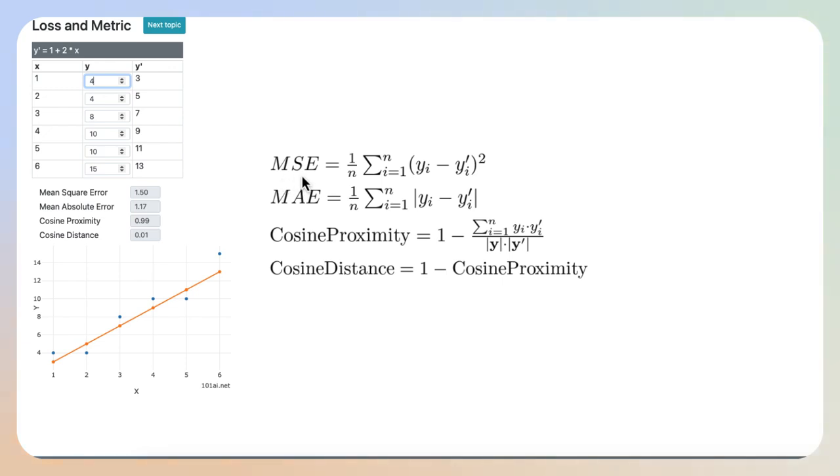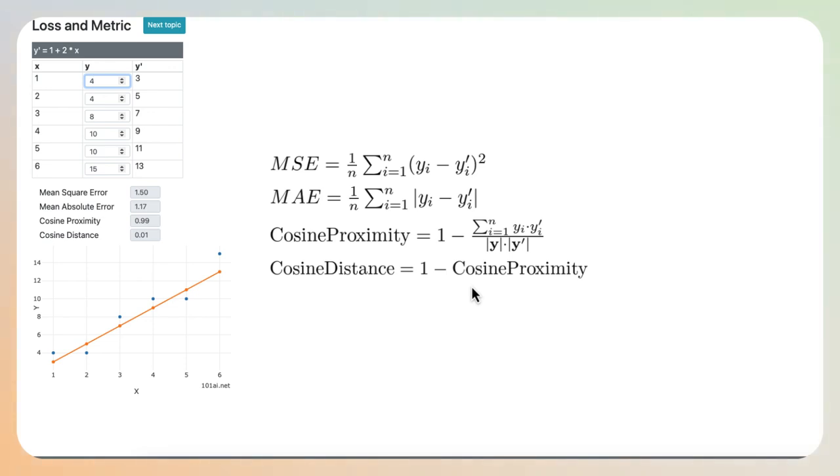Mean square error measures the average of the squared differences between predicted and actual values. Mean absolute error measures the average of the absolute differences between predicted and actual values. Cosine proximity quantifies the similarity between two vectors by calculating the cosine of the angle between them. In machine learning, it's commonly used to measure how close two samples or feature vectors are to each other. Cosine distance is the complement of cosine similarity and measures the dissimilarity between two vectors.